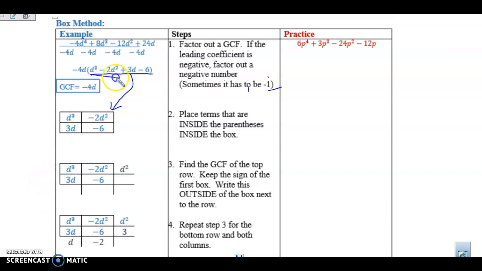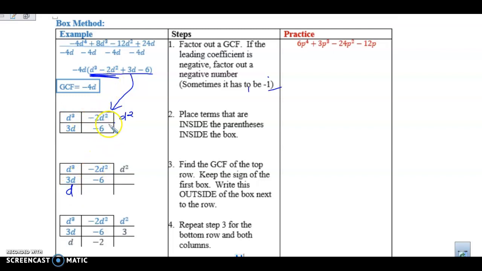So the first 2, I'm going to place in the top row, and the second 2, I'm going to place in the bottom row. And now I'm going to find the greatest common factor of these. So when I look at d to the third power and d to the second power, I see that I can take 2 d's out of each.